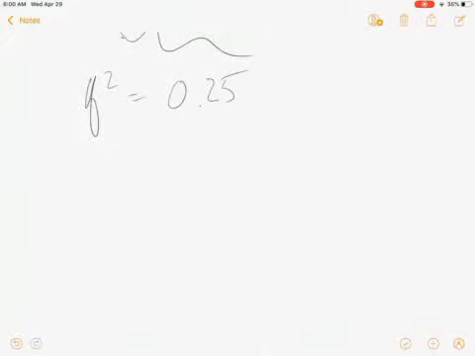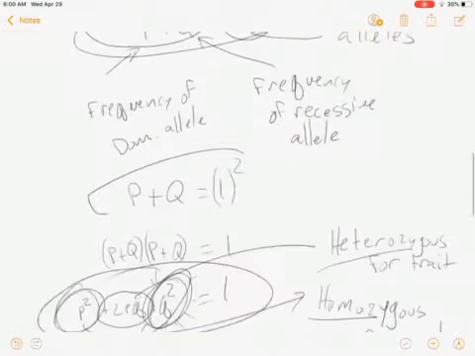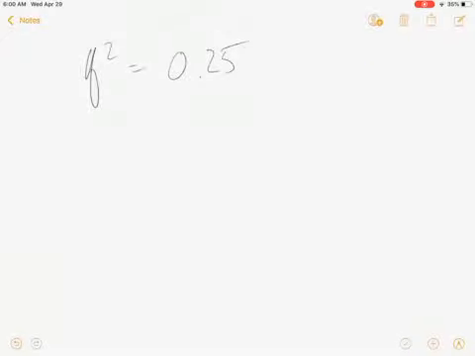Well, the next thing I need to figure out is q. Why do I need to figure it out? I need to figure it out because it's the easiest thing to do. To go from q squared to q, I just take the square root, and I take the square root of 0.25, and that ends up being 0.5, because 5 times 5 is 25. And so I've gone from q squared to q.